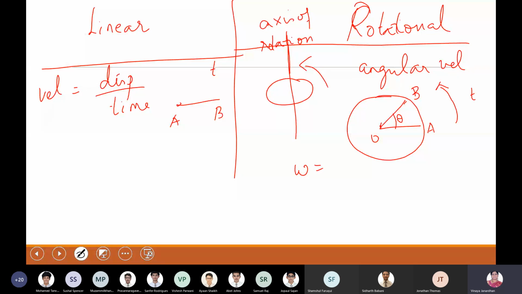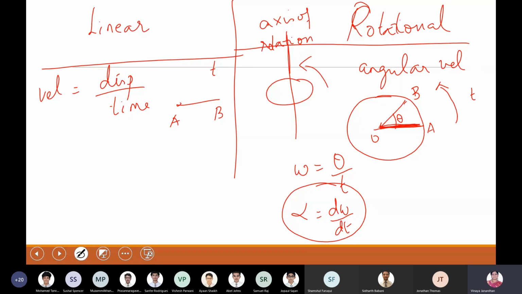Are you clear, boys? Here it is linear displacement, here it is angular displacement. Generally, OA is called the radius vector. So the angle swept by the radius vector in a time of t seconds, we call the angular velocity. If the angle swept theta is greater in a given interval of time, then we say the body is rotating faster. Same way you have angular acceleration, which is the rate of change of angular velocity.